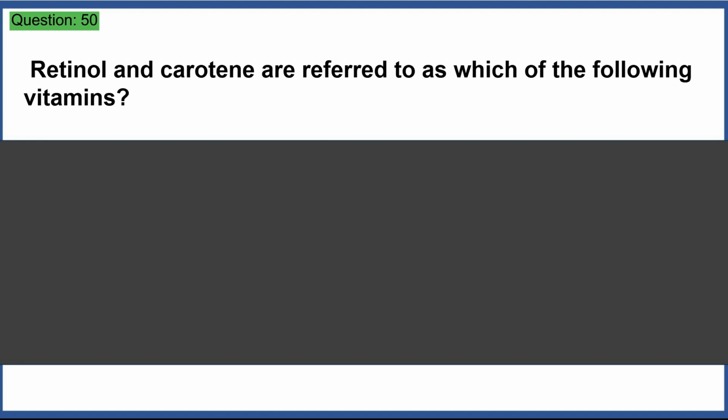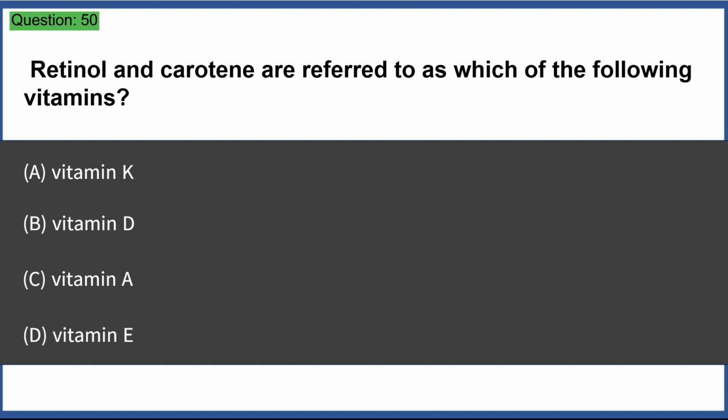Proteinuria. Retinol and carotene are referred to as which of the following vitamins? A. Vitamin K. B. Vitamin D. C. Vitamin A. D. Vitamin E. Answer: C. Vitamin A.